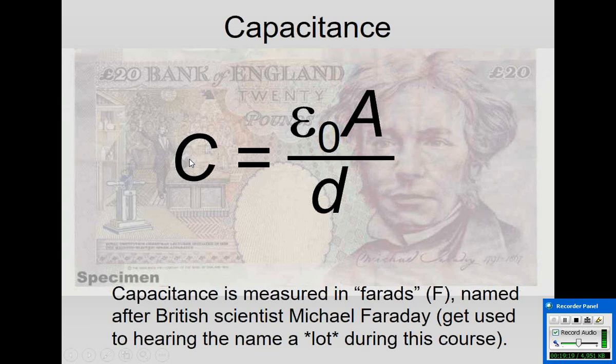The capacitance, which is a property of these parallel plates, depends upon the area of a plate, capital A, and it depends upon the separation between the plates, D. And epsilon naught exists as our constant of proportionality. This property of parallel plates, capacitance, is measured in units of farads, and the farad is named after a British scientist by the name of Michael Faraday, and this is not the last time in this course that we're going to be mentioning Michael Faraday's name.